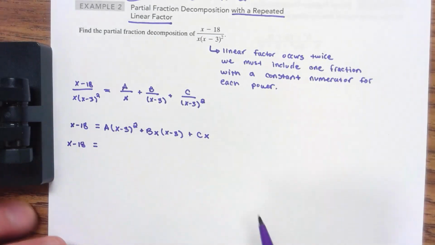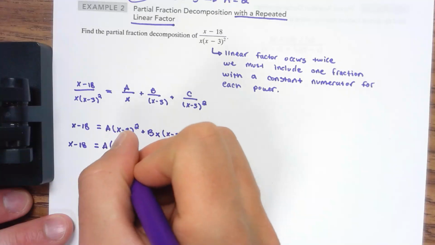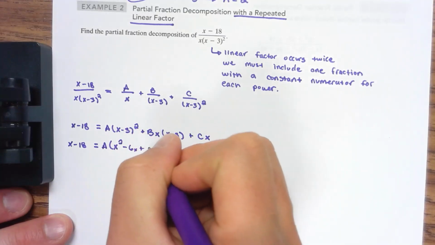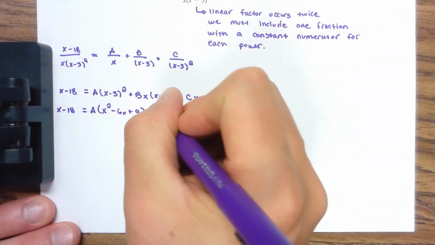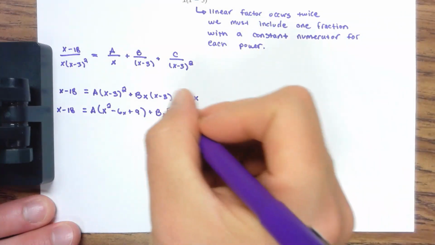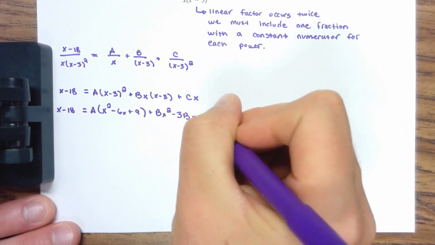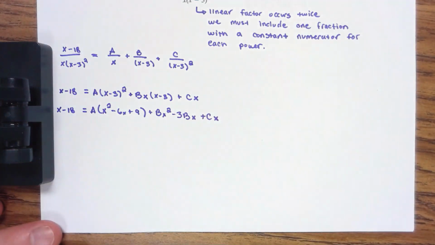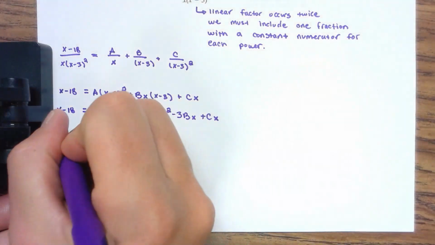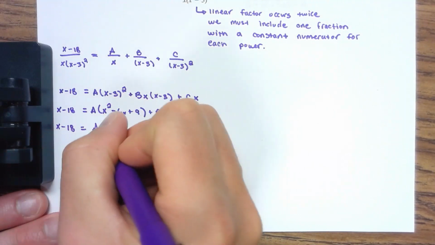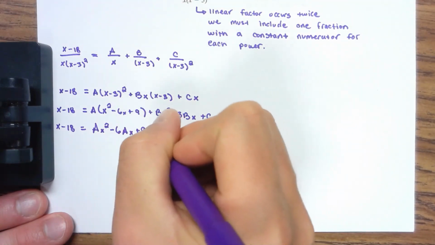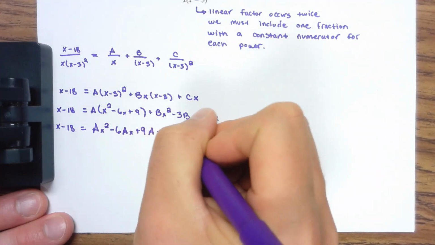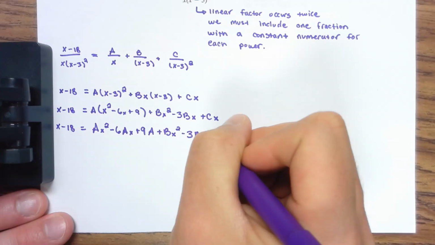So I'm going to figure out x minus 3 squared. That would be a foiling problem, which is x squared minus 6x plus 9. This bx I'm going to distribute, so that becomes plus bx squared minus 3bx plus cx. Then we'll distribute this a, so x minus 18 equals ax squared minus 6ax plus 9a, and then plus bx squared minus 3bx plus cx.